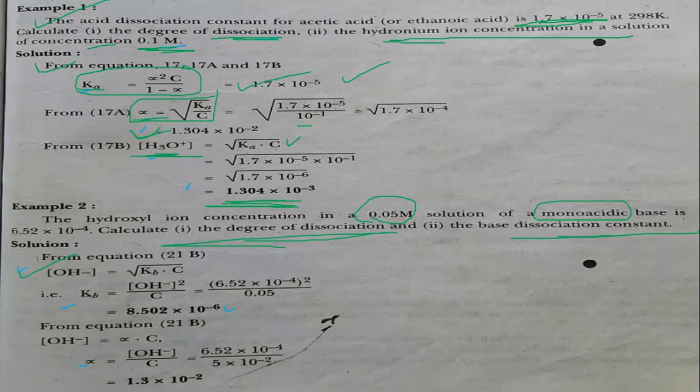And what is given? The hydroxide ion concentration is given, 0.05 molar. Here it is, this one is the hydroxide ion concentration. And the solution concentration is 0.05. So C is the solution concentration, and OH minus is the hydroxide ion concentration. Put the values in this equation and you can get the value of Kb.